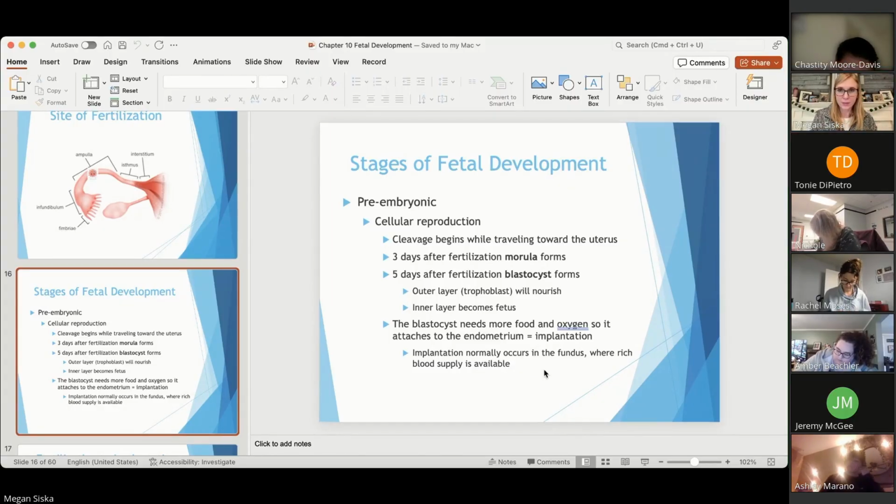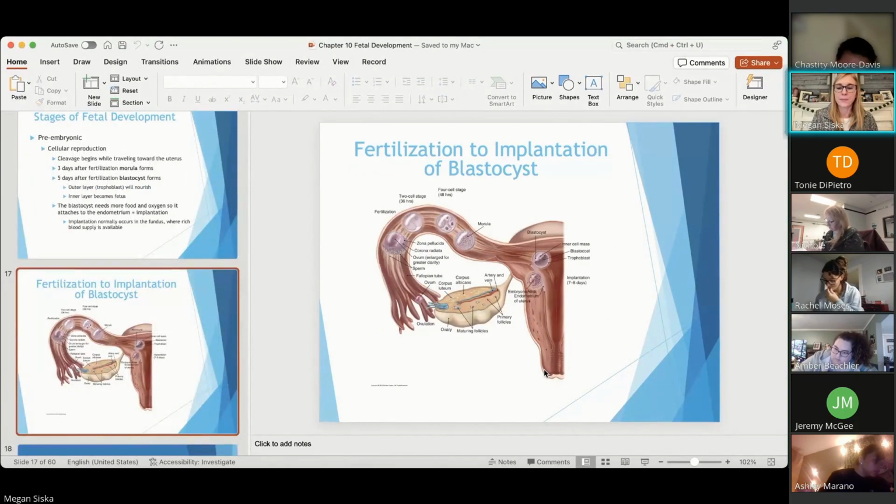Now, that doesn't always happen, right? There's always variation. This isn't a perfect world where it happens the way it's supposed to, quote unquote. This is just an illustration showing you all of those things.